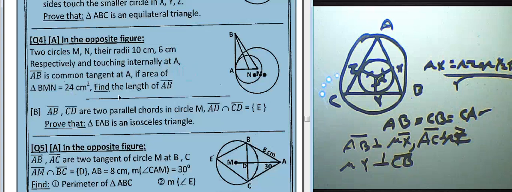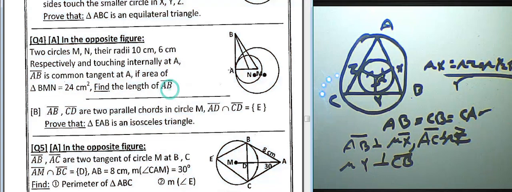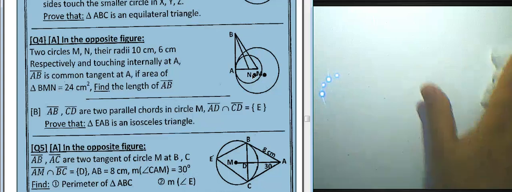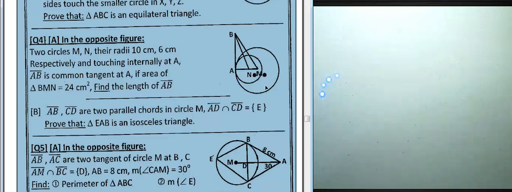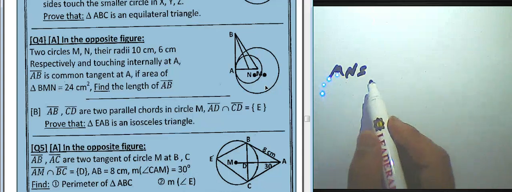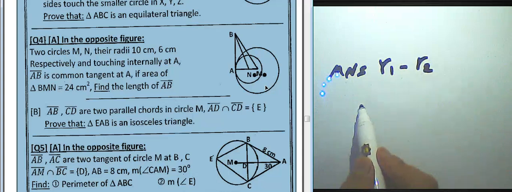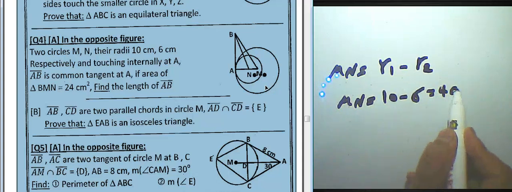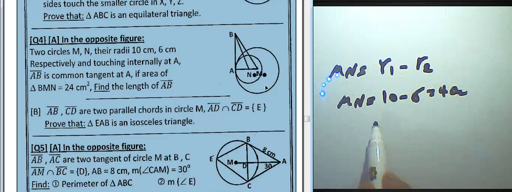Next question: find the length of AP here. He gives us, look here, two radii, 10 centimeters and 6 centimeters, and two circles tangent internally. Then the distance between M and N, the distance between the centers of the two circles, equals radius 1 minus radius 2. He gives us radii 10 and 6, then MN will be 10 minus 6 equals 4 centimeters, and we want to find the length of AP.